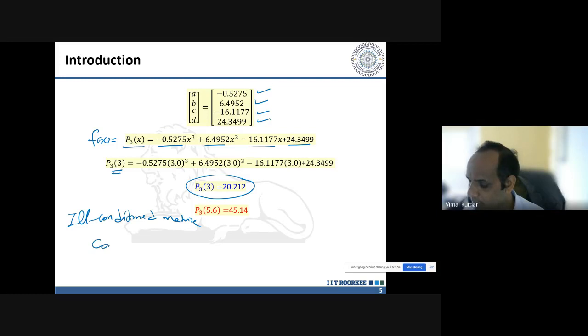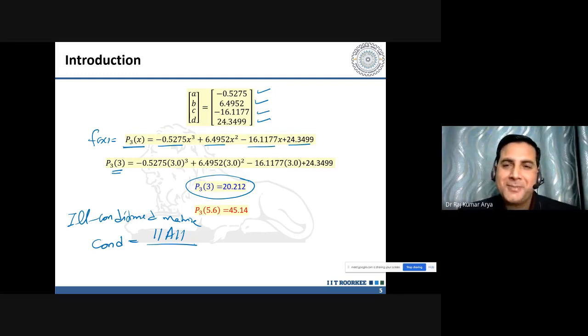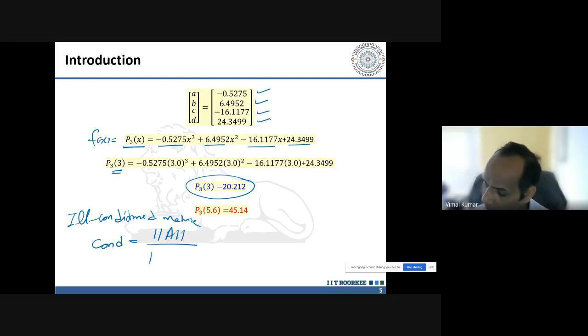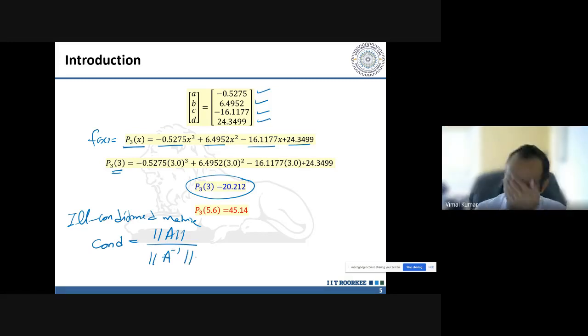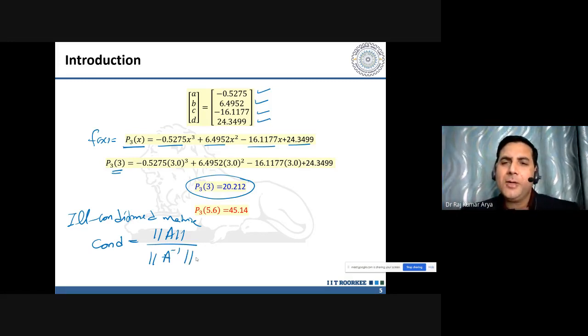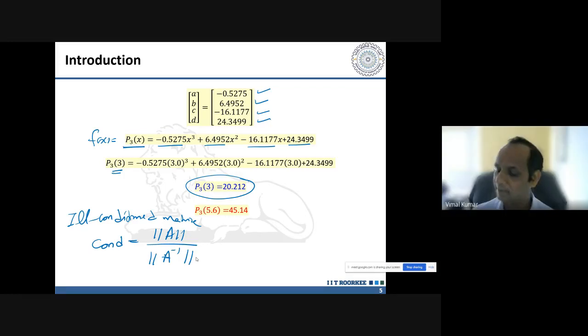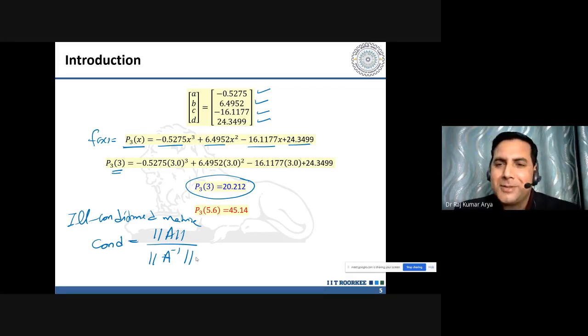Condition number is simply estimated as the norm of... Excuse me, sir, I want to ask something here. Suppose we have a matrix, and somehow a person has calculated the inverse.